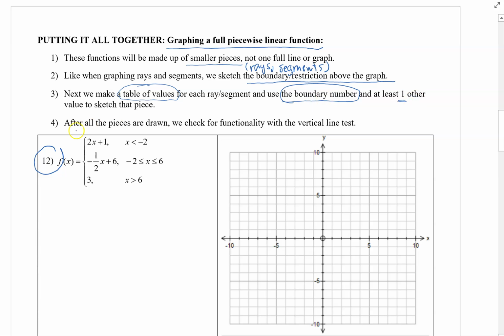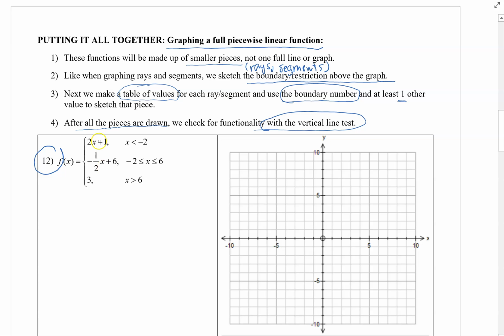And then after we draw the pieces, we want to make sure it passes the vertical line test, because we're saying that these are functions. We're even using function notation. So these functions have to pass the vertical line test, and if they don't, then we know we did something wrong. Okay, so I'm going to go ahead and start with this first one in number 12.